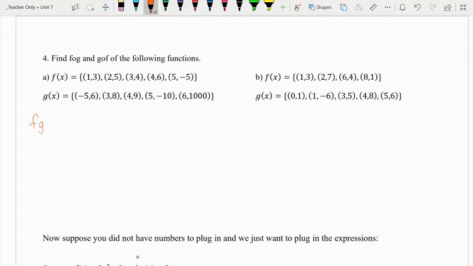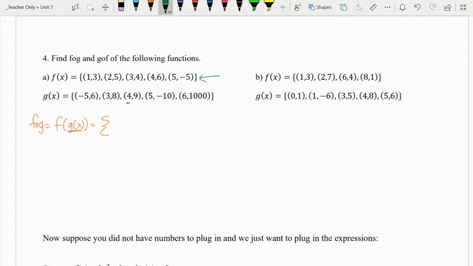So the first one we're going to find is f of g. I always write it as f of g of x. The reason I do that is because then that tells me g of x is where I'm starting. So I'm going to start with negative 5. Negative 5 gives me 6. Is there any 6 as an x in f of x? No, there's a 6 as a y, but not as an x. So negative 5 doesn't work. Then we move on to 3. Well, g of 3 gives me 8. Then we look, and there's no 8 in f of x, so that also doesn't work.